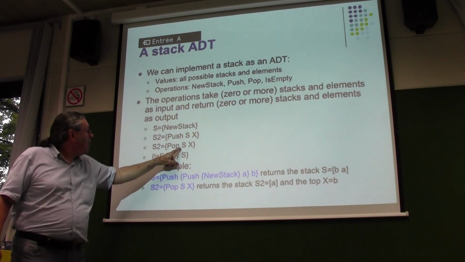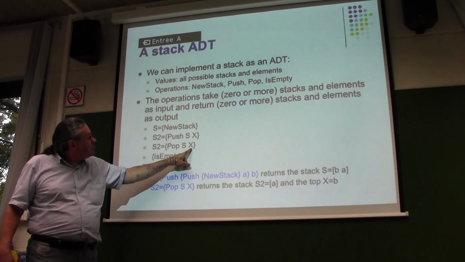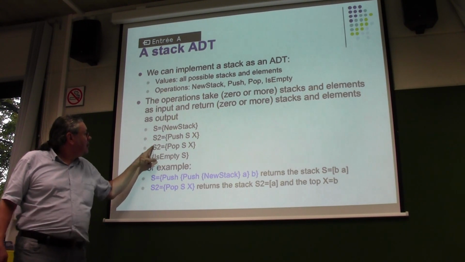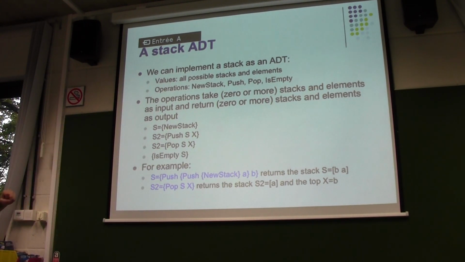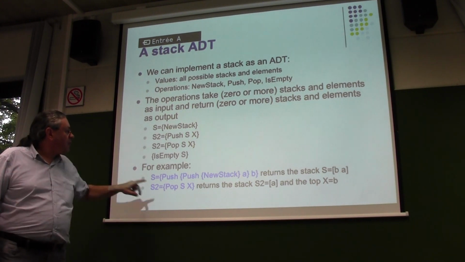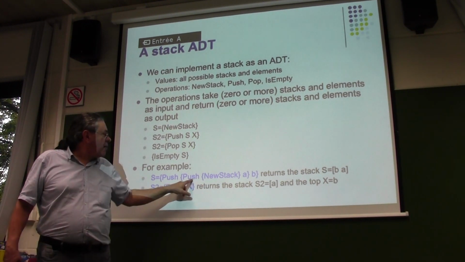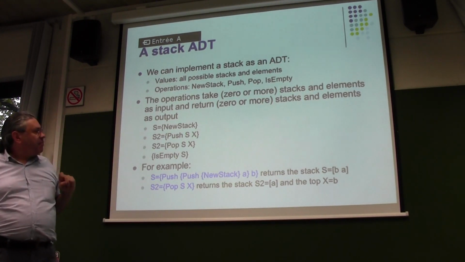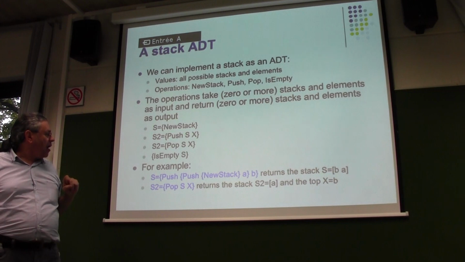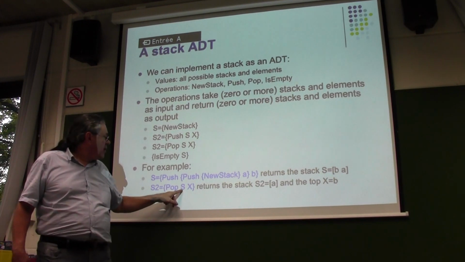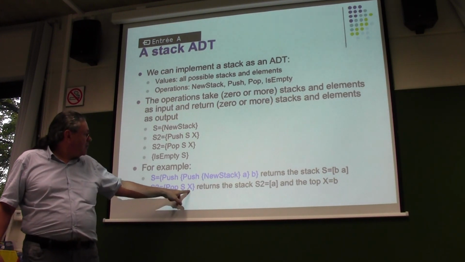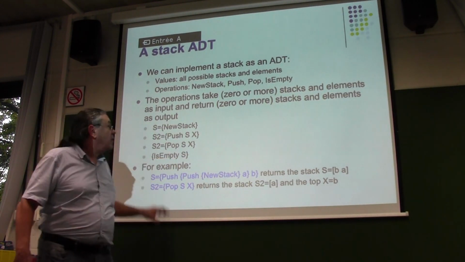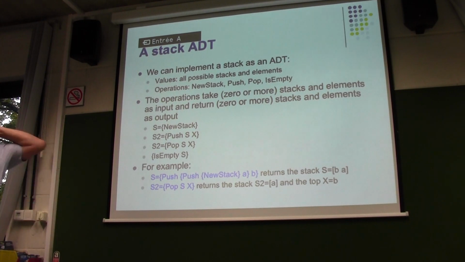Same for pop. We pop the top element, so X will be bound to the top element, and we have the new stack without the element, S2. Okay? And I'll show you an example later, but if you take a new stack, and then I push A, and I push B, then the stack will have B and A on it, so B is on the top. And if I pop S, then the new stack will be just A, and the top will be B. Okay, so you see how it works, huh?